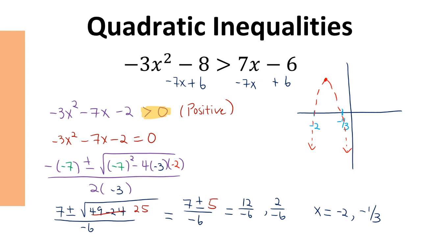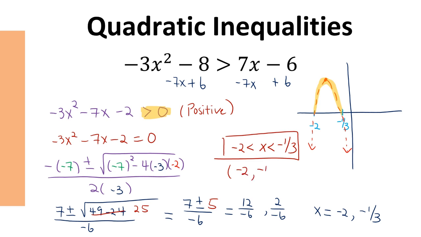Now we know the solution for this quadratic inequality is the positive portion of the graph. That's where the graph sits above the x-axis. As you can see, for this part of the graph, your solutions will be between negative 2 and negative 1/3. So negative 2 is less than x, which is less than negative 1/3. And the answer in interval form uses parentheses because it's just greater than, so it's between negative 2 and negative 1/3.